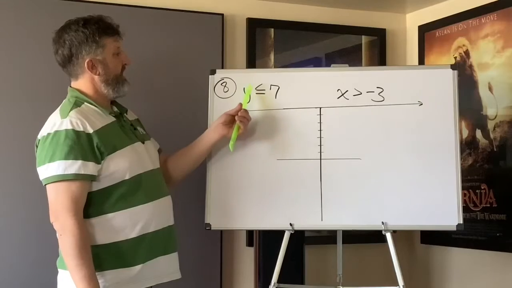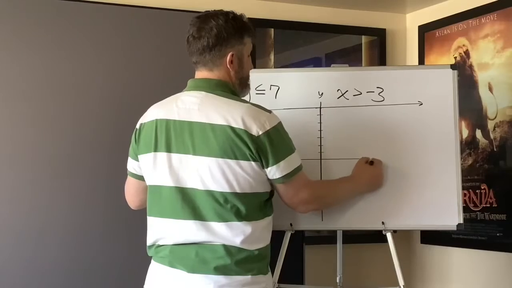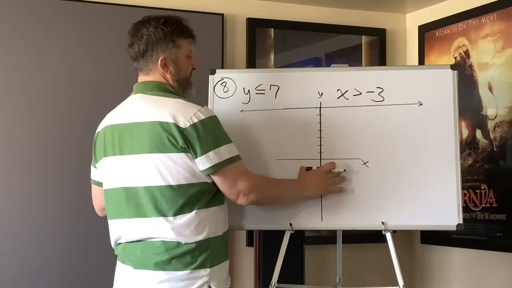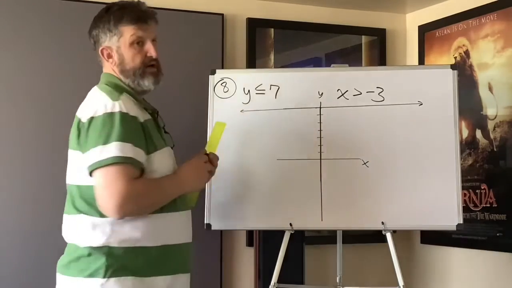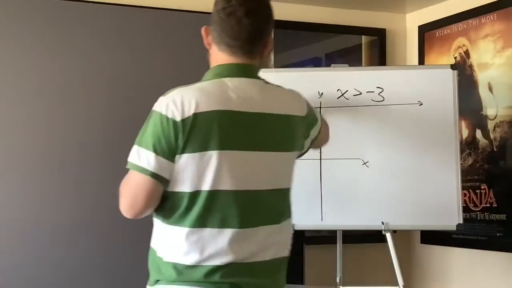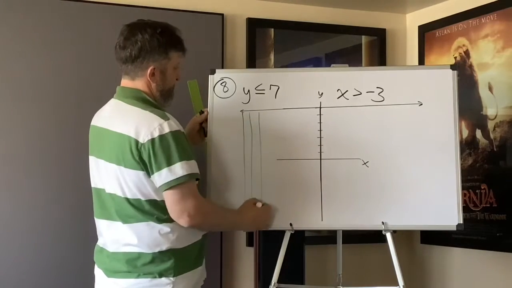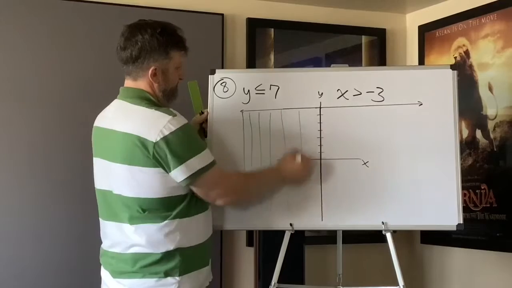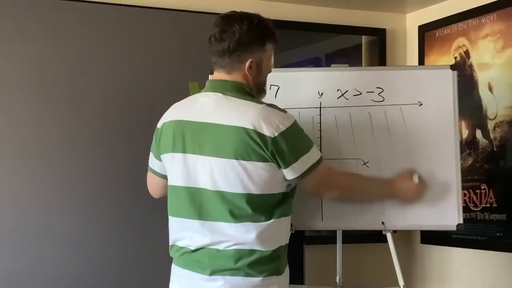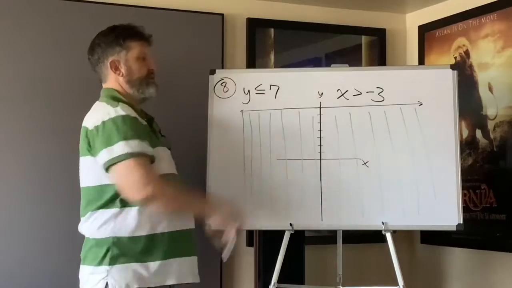So it says y is less than or equal to 7, right? Well, here's our y-axis. Here's our x-axis. There is no x in this equation, so we know that the line's never going to cross the x-axis, right? So it has to be parallel. Okay, so then obviously it says less than. So that means we're going to shade below. So this is a graph of y is less than 7.